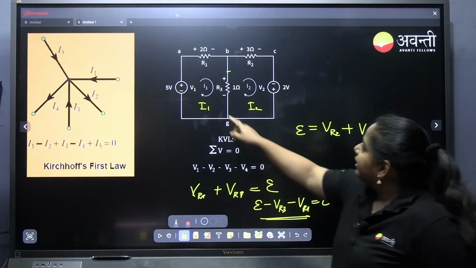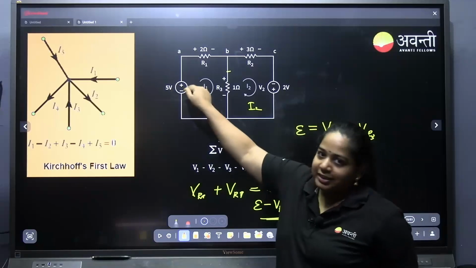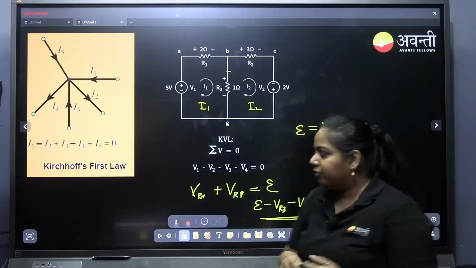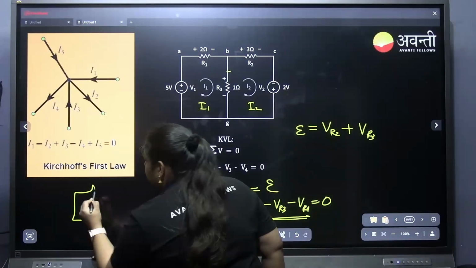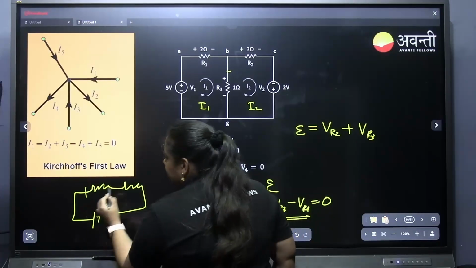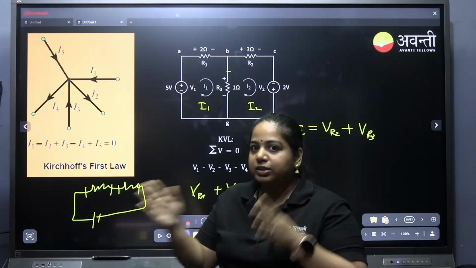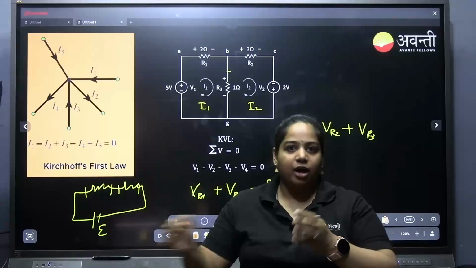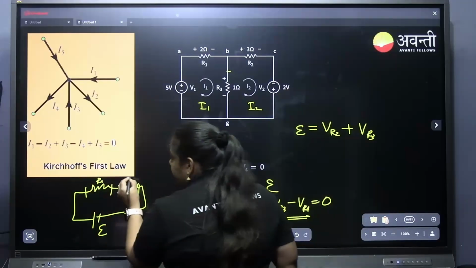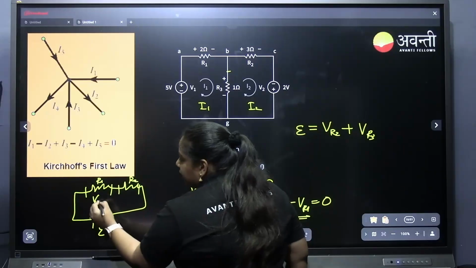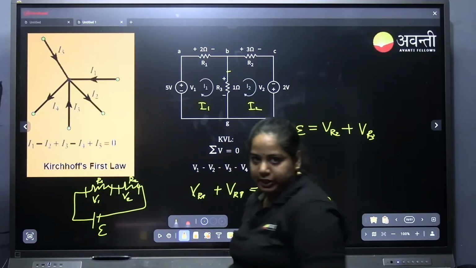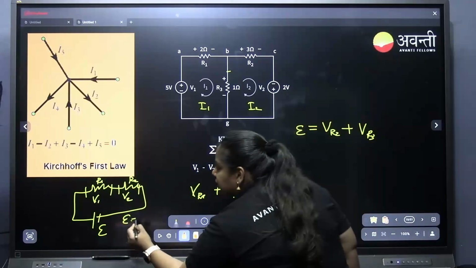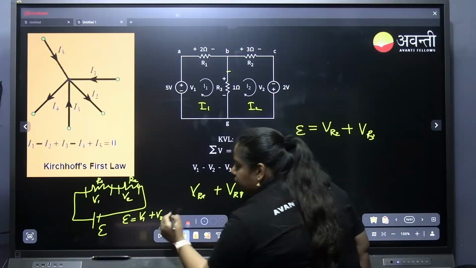Okay, so what I was saying is that one battery is distributing voltage over this branch. If you connect one battery to two resistances, we can say that potential is being distributed across two resistances. The EMF will be split for R1 and R2. This is R1, this is R2. Potential across R1 is V1, potential across R2 is V2. Then I can say total EMF is equal to V1 plus V2.